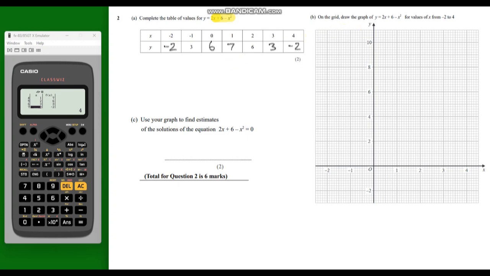Okay, part B. On the grid, draw the graph of y equals 2x plus 6 minus x squared. Exactly the same equation we've got here. For values of x from -2 to 4. So all we're doing is we're plotting this data from the table onto our graph. So when x equals -2, y equals -2, that's going to be here. Then we've got -1, 3, which is here. 0, 6, which is here. 1, 7, which is here. 2, 6, which is here. 3, 3, which is there. And finally, 4, -2, which is here.